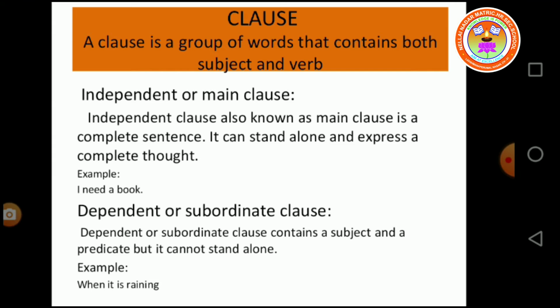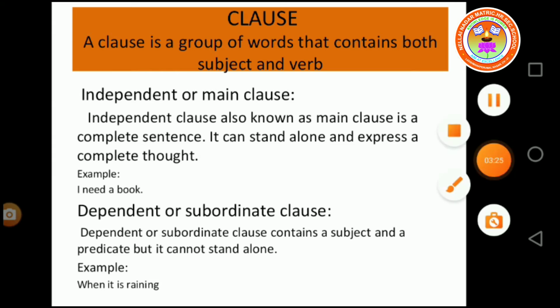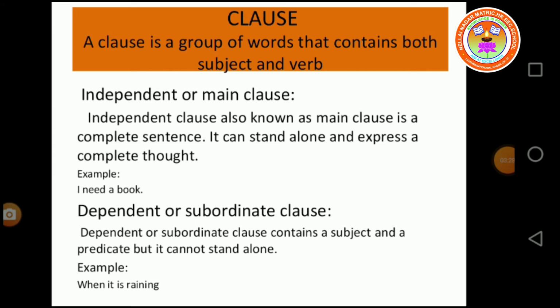For example, I need a book. Look at this sentence, my dear students. This sentence has a subject as well as a verb and expresses a complete meaning. Hence, this is main clause. Next, dependent or subordinate clause. Dependent or subordinate clause contains a subject and a predicate, but it cannot stand alone. It always depends on the main clause.